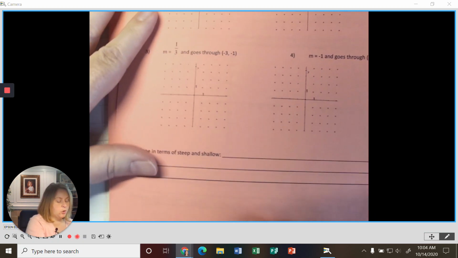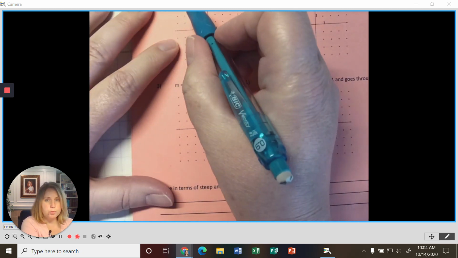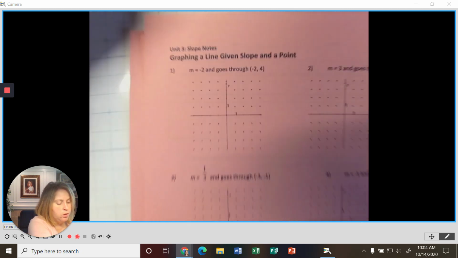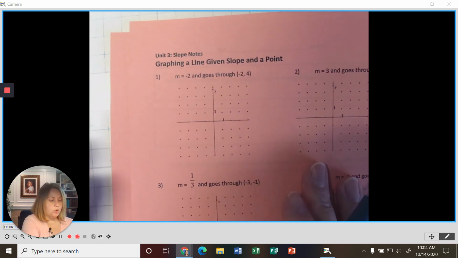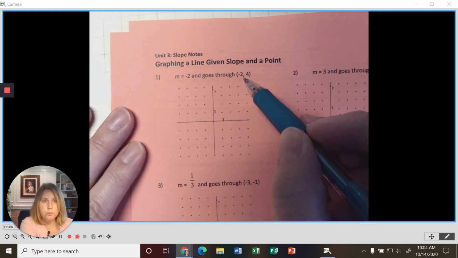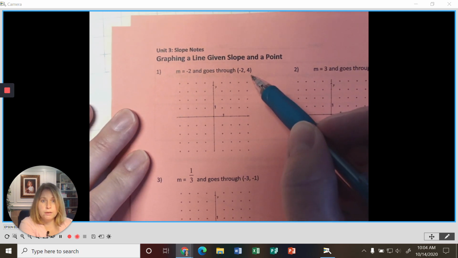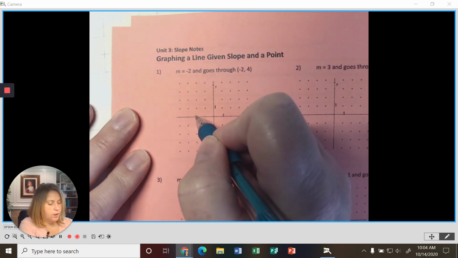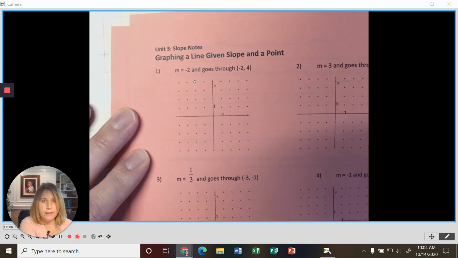All right, so then let's go ahead to page 2, graphing lines given the slope and a point. So our slope is -2 and going through the point -2, 4. So the point -2, 4, we need a starting point, okay? It's literally the starting point. So -2, 4, we will go left 2 and up 4, and that's our starting point. So go ahead and plot that point.